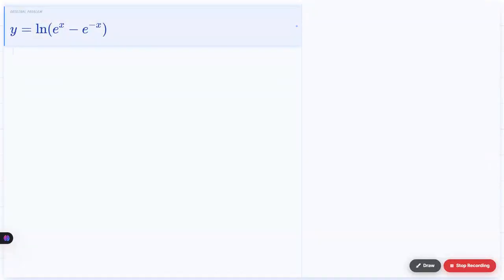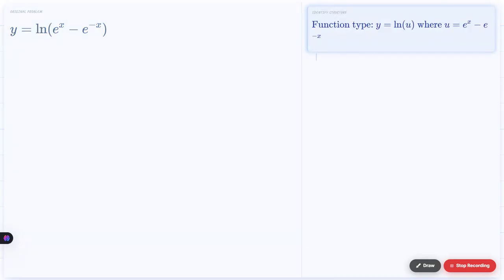We look at our starting problem, which is y equals natural log of e to the power of x minus e to the power of negative x. We do this to see what we need to solve. This is our original equation. We identify that the function is natural log of u where u equals e to the power of x minus e to the power of negative x. We do this to find the parts inside the function. This helps us see the structure.